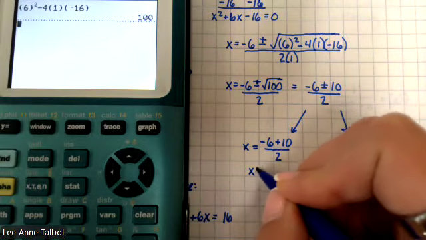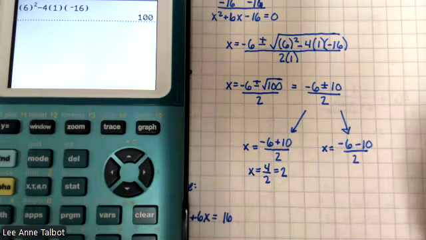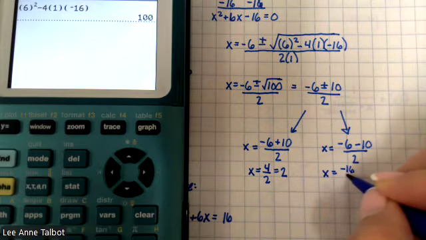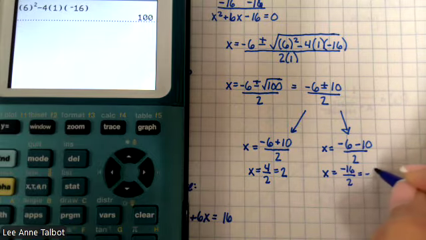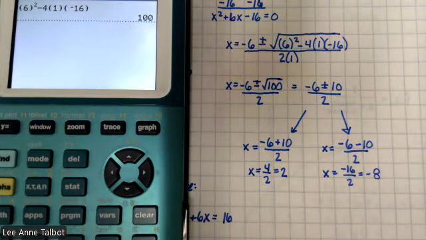And this one is x equals 4 over 2, which is 2. And this one is x equals negative 16 over 2, which is negative 8. Were those the answers that we expected? Indeed.